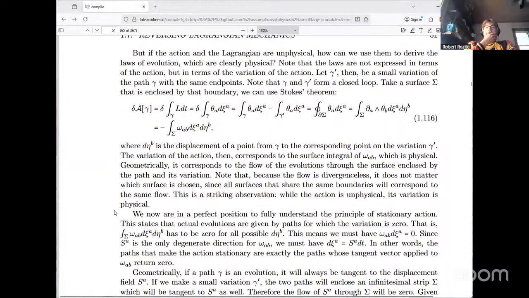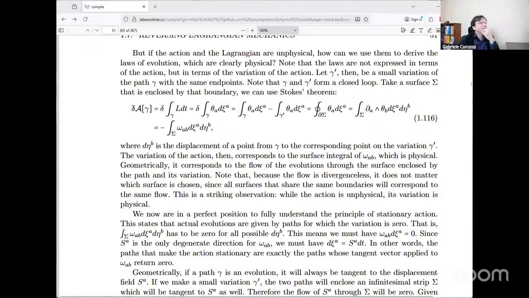Okay. I can go. But if the action and the Lagrangian are unphysical, how can we use them to derive the laws of evolution, which are clearly physical? Note that the laws are not expressed in terms of the action, but in terms of the variation of the action. Let gamma prime then be a small variation of the path gamma with the same endpoints. Note that gamma and gamma prime form a closed loop. Take a surface sigma that is enclosed by that boundary, and we use Stokes' theorem.